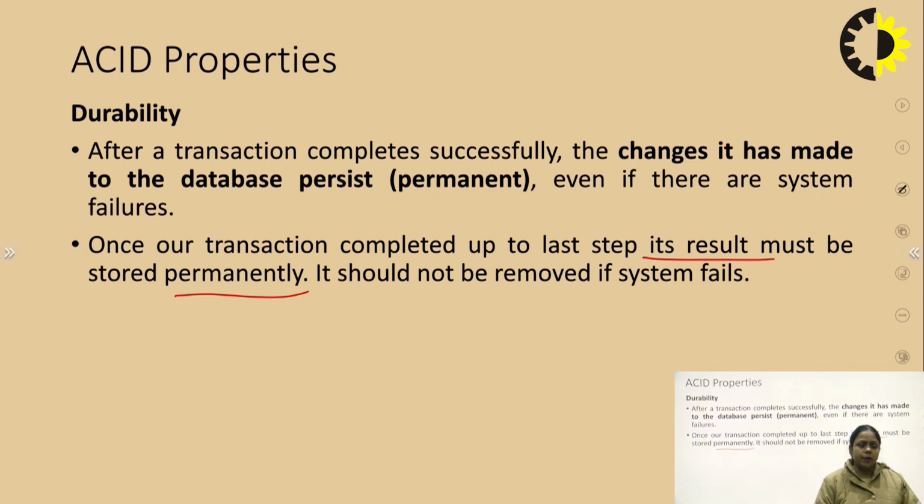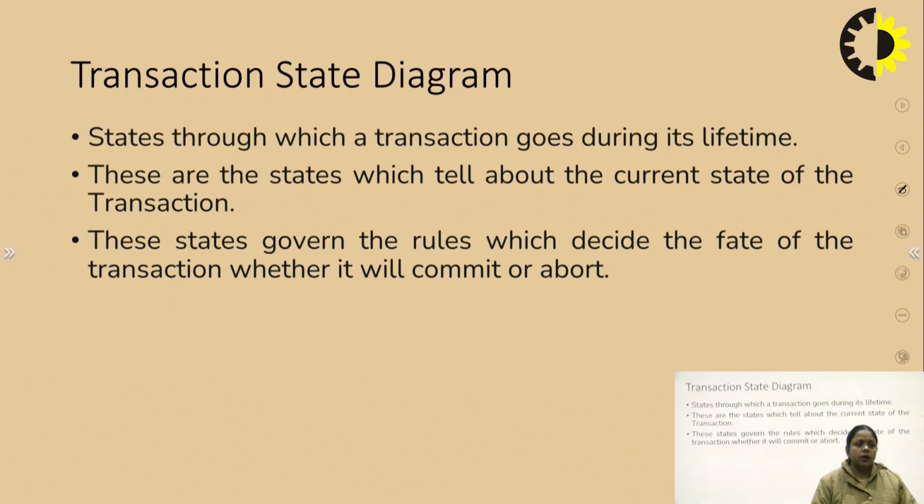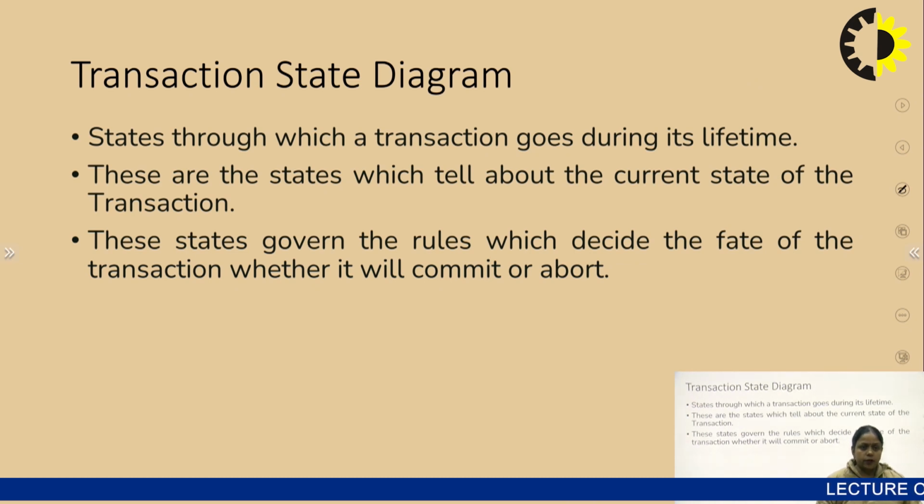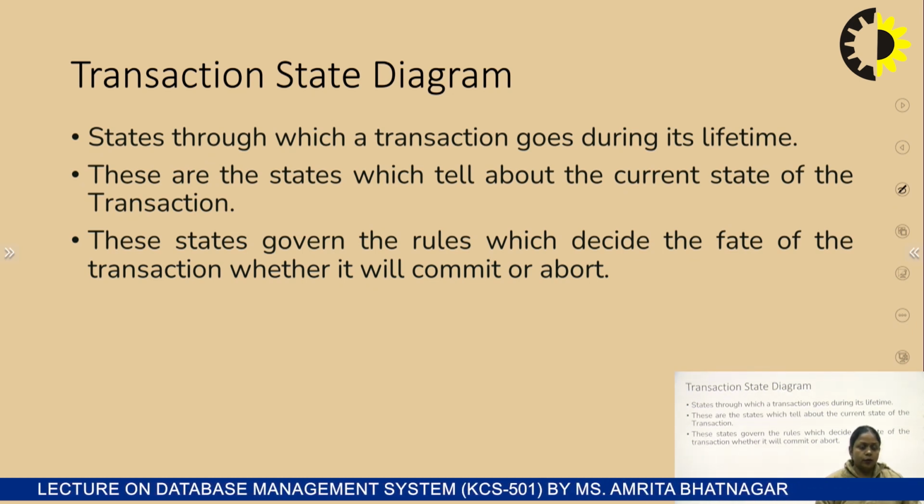These are the four main properties of the database or transactions, and they should be maintained at the time of transaction. Now the next is the transaction state diagram. Here we will see the different states through which the transaction goes during its lifetime. There are states which tell about the current state of the transaction. These states govern the rules which decide whether the transaction will commit or abort. We will understand this transaction state diagram with the help of a diagram.